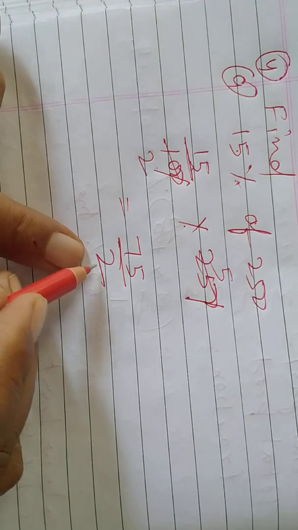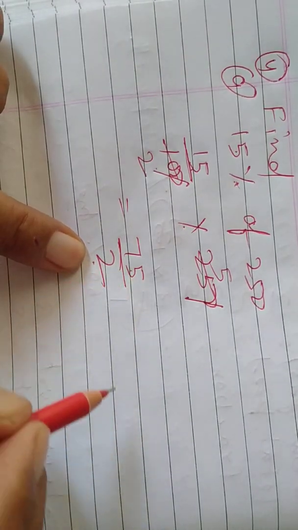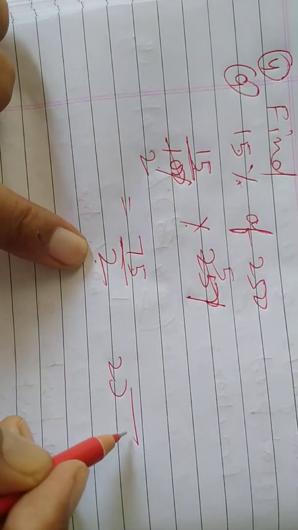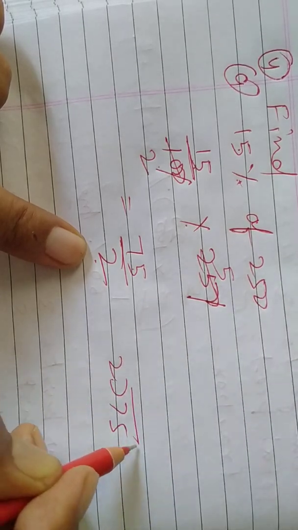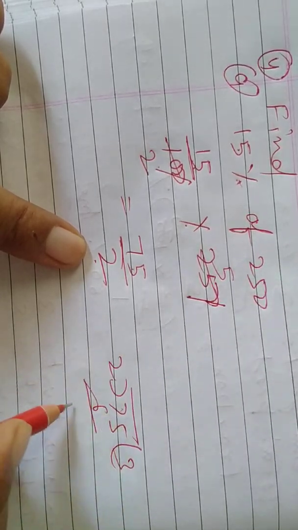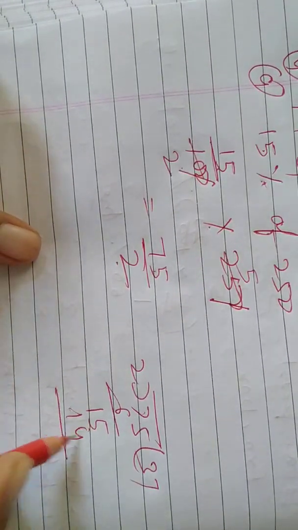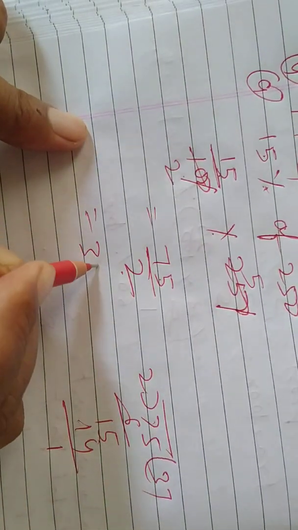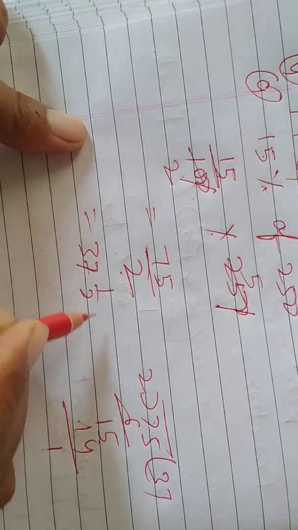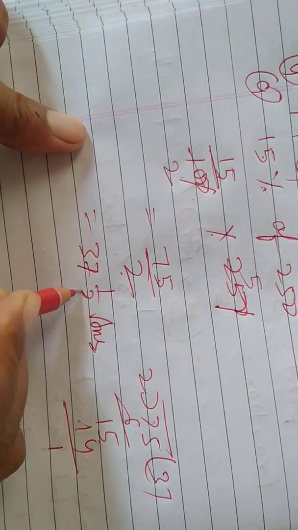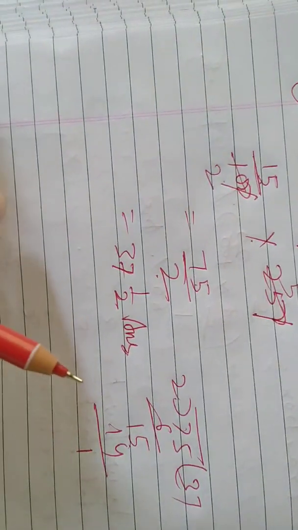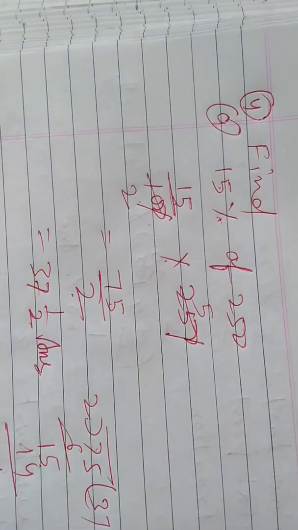So when the denominator is less than the numerator, at that time you can convert into a mixed fraction. 75: 2 3s are 6, 7 minus 6 is 1, then 5. 2 7s are 14, 5 minus 4 is 1. So 37 1 by 2. This is the answer.